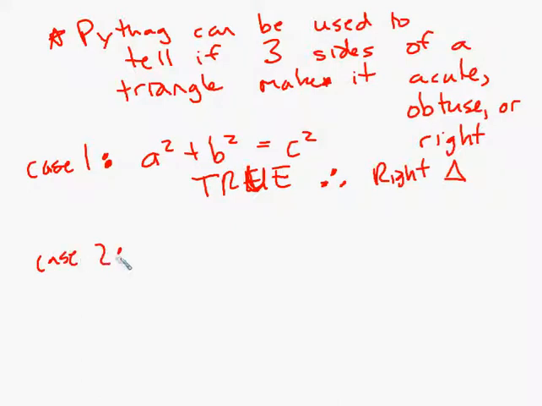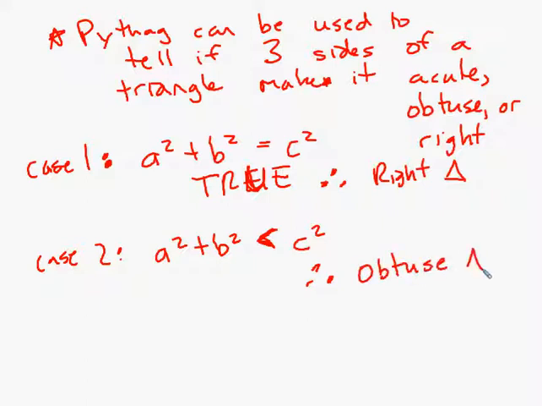Case 2. A squared plus b squared is less than c squared. So I add them and I get something that is smaller. Then I conclude, therefore, this is an obtuse triangle. Now this is something you're going to have to memorize. If I add up the squares of these 2 legs and I get something smaller than the hypotenuse, then it's obtuse, because I'm saying these sides are too short and stubby to compare. So I get this. Okay? Obtuse.